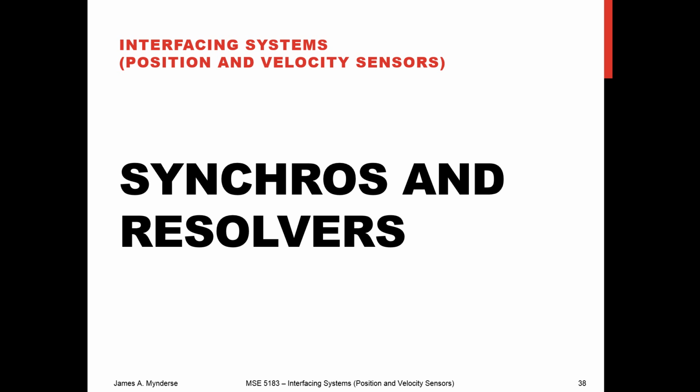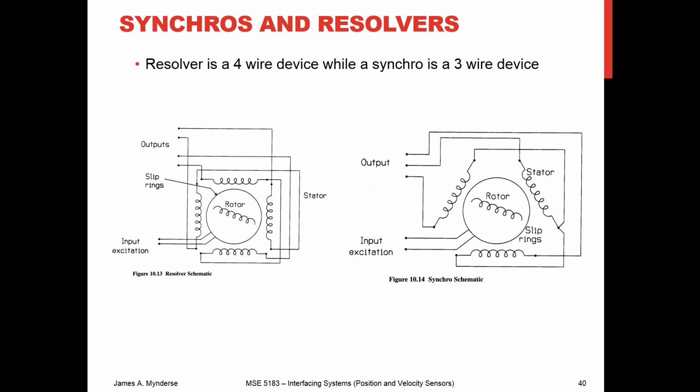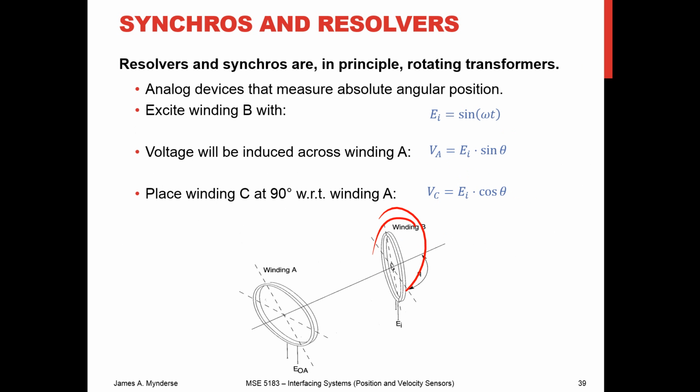The synchros and resolvers are back to analog. Synchros and resolvers are rotating transformers that will give you position, but only over one rotation. They're analog, and so what we do is we excite one of our windings, in this case winding B, with a sinusoidal signal, and then that's going to induce a voltage in winding A. We can also put winding C 90 degrees with respect to winding A, and so if we compare the two, one's going to have a sine, one's going to have a cosine, and if we have one with a sine and one with a cosine, we can extract what the rotation angle is.